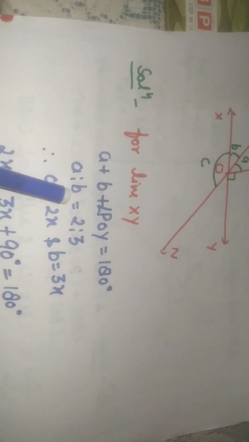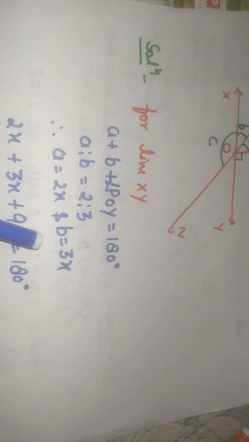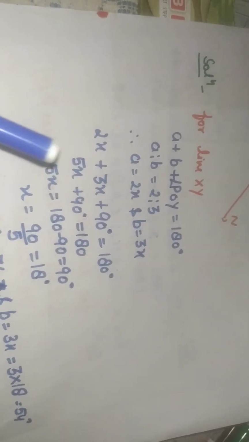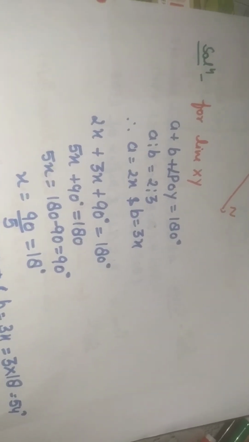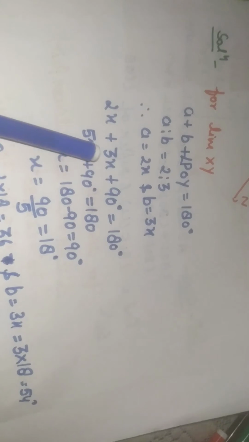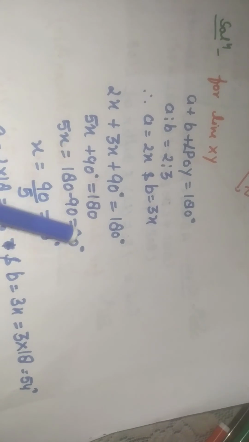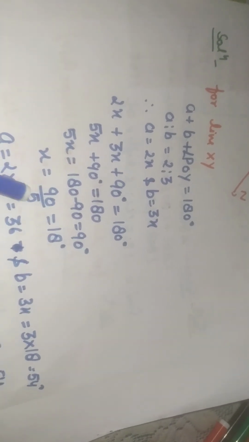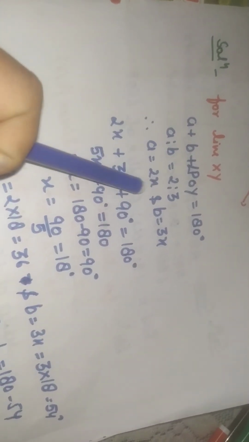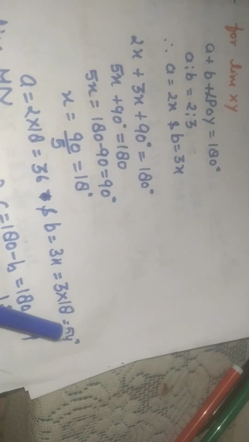Now the ratio of angle A to B is given, that is 2:3. Therefore angle A will be 2x and angle B is equal to 3x. Now we will keep the values in the equation. Angle A 2x plus 3x plus 90 is equal to 180. 2x plus 3x, that is 5x, plus 90 is equal to 180. So 5x is equal to 180 minus 90, which means 90. So x will be 90 upon 5, that is 18. Now that we have x, we will keep the value here. A is equal to 2x, that is 2 into 18, so A will be 36. B is equal to 3x, that is 3 into 18, which is 54.